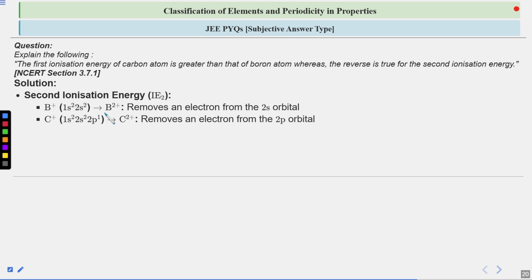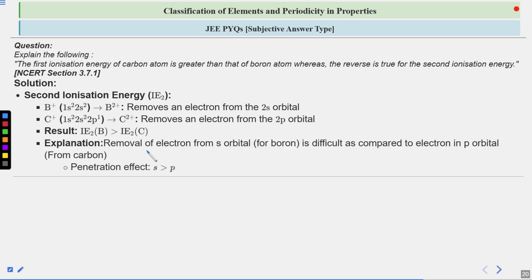Again, do not apply the rule of fully filled here. What is the reason behind the extra amount of energy that you have to supply for removal of an electron from the s subshell as compared to the p subshell? We have talked about this: because the s subshell is closer to the nucleus. Therefore, the second ionization energy of boron is greater than the second ionization energy of carbon. Very good.